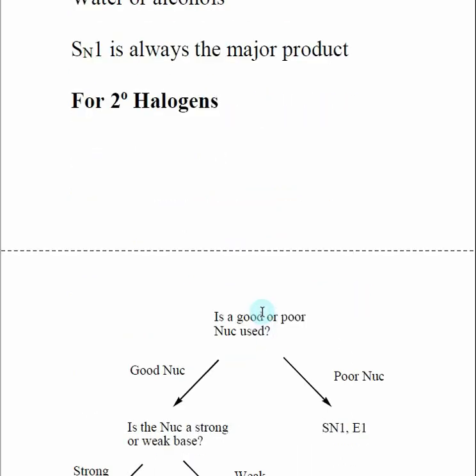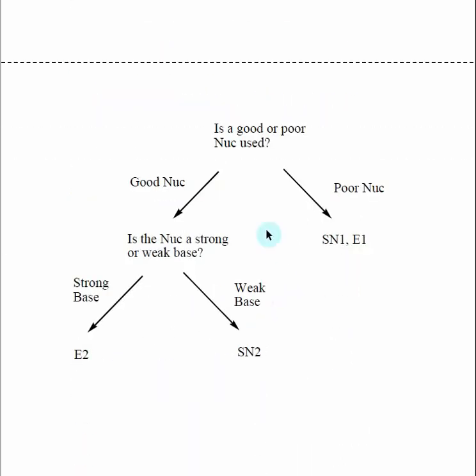So when I look at secondary halogens, the first question that I have, after I determine I'm dealing with a secondary halogen, is: am I using a good nucleophile or a poor nucleophile? Do I have lone pair electrons and a negative charge, or do I just have lone pair electrons? If I have a poor nucleophile, just lone pair electrons, I get the SN1 and E1 tied together. If I have a good nucleophile, lone pair electrons and a negative charge, I need more information.